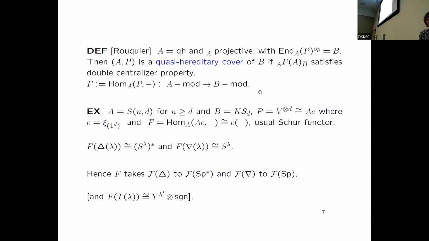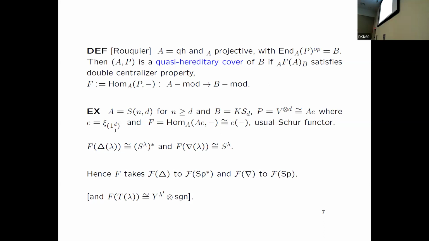So in general you can call this a Schur functor, even if it's not the usual Schur functor. The typical example is the Schur algebra, with n greater or equal to d, and B is the group algebra of S_d. For P, you take the d-th tensor power of the natural module of GL_n, so V is n-dimensional, and this is a projective module for the Schur algebra. The idempotent you can take is, in Green's notation, psi_1 to the d, for example. And the Schur functor, you can think of that as Hom_A(Ae, blank), or you can also think of that as just multiplying by e. It's the usual Schur functor.